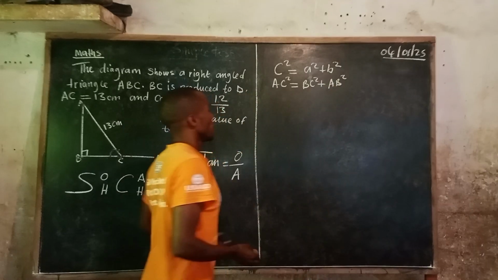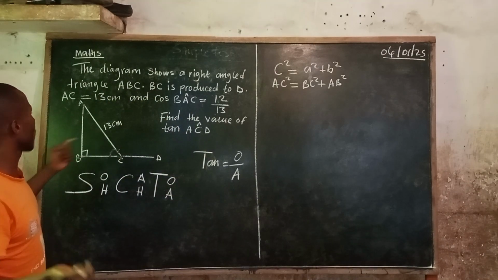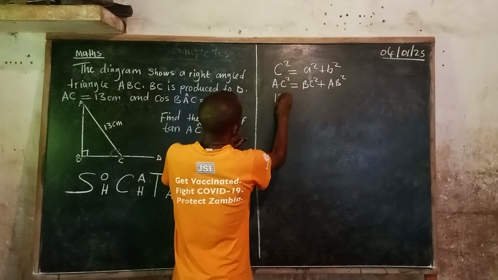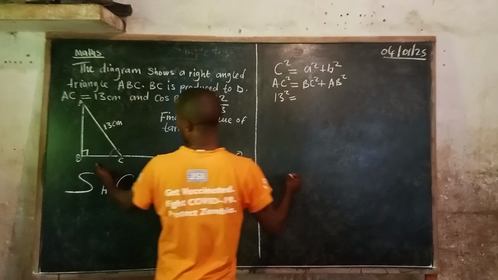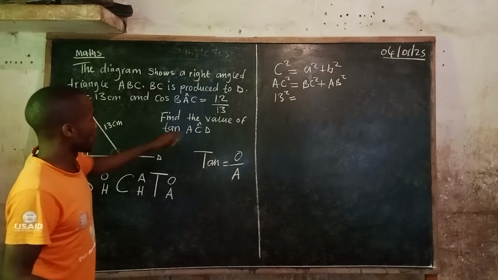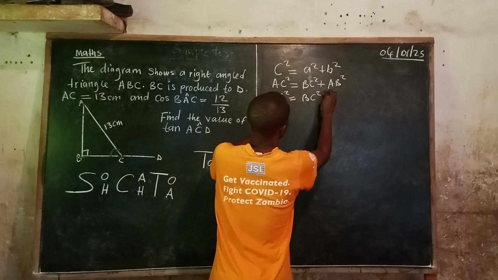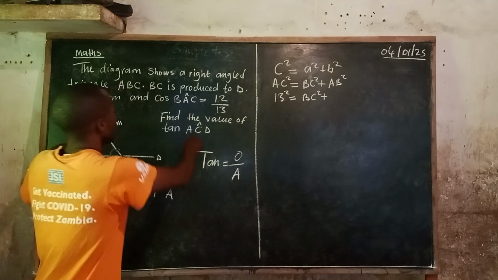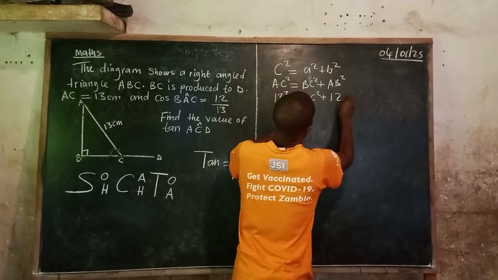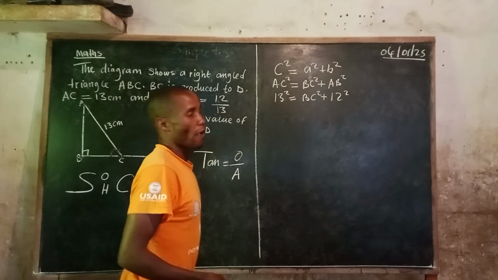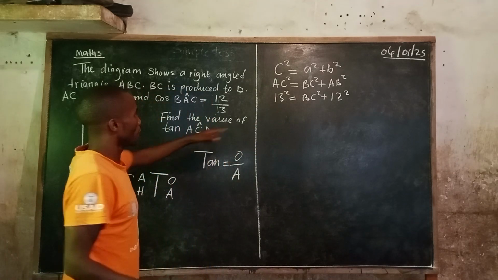AB squared. Okay, so let us substitute accordingly. We are going to start with the hypotenuse. So the hypotenuse is 13, so for AC we are going to write 13 squared is equals to. Then BC, are we given? No, we don't have BC here. The only thing that we have is AB. So BC, we are going to write it the way it is. Then plus AB is what? 12. That is what we identified. The adjacent here is 12. So we are going to write 12 squared.